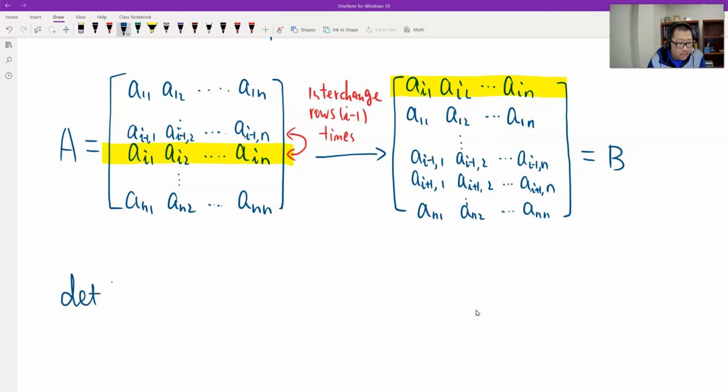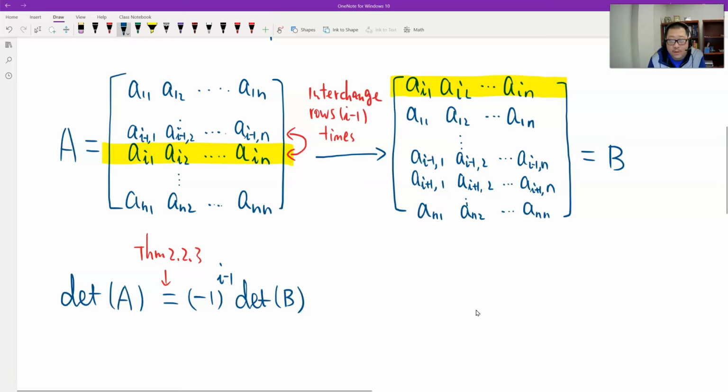And with this relationship, we can find the determinant of A. It should equal the determinant of B times negative one raised to the power of how many? That's a property from a future section: if you interchange rows one time, you multiply by negative one. Now we interchange i minus one times, so you raise negative one to the power of i minus one. That is the relationship between A and B. This is Theorem 2.2.3. Okay, so now we can do the cofactor expansion of B, right?